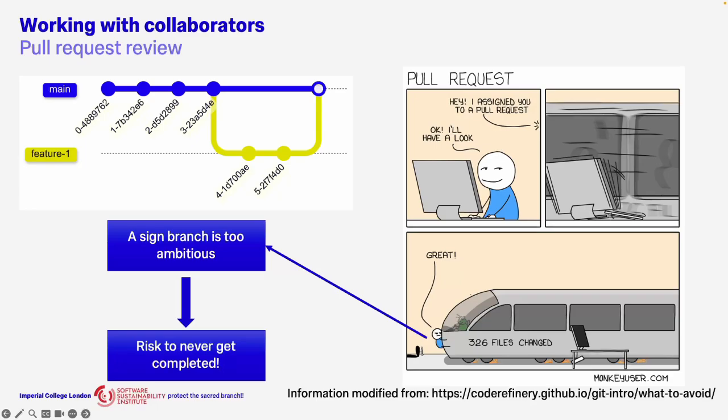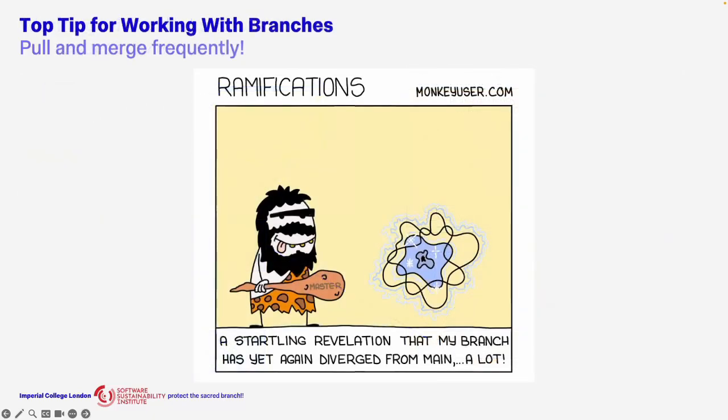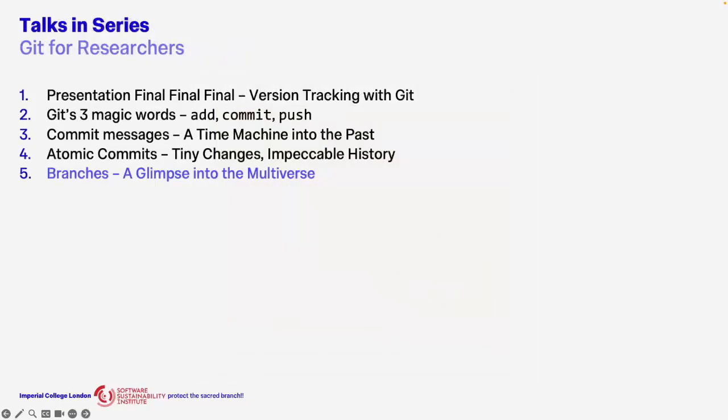This puts it at risk of never being completed. This could be due to there being too many merge conflicts or that the target feature is too complex and needs to be broken down further. To summarize, my top tip when working with branches is to regularly pull in changes and to merge into main. Dealing with merge conflicts is never fun, but keeping your code up to date means it doesn't have to feel like pulling teeth.